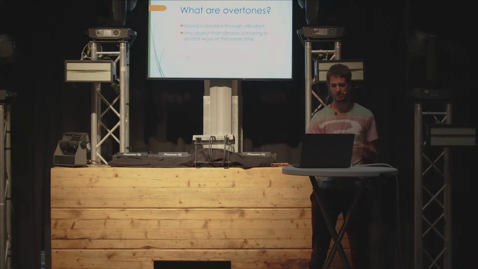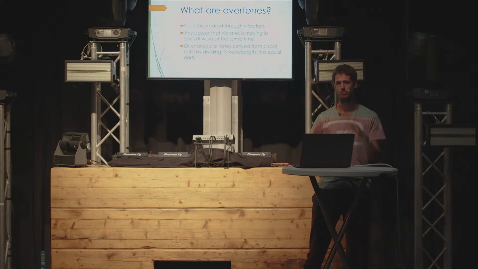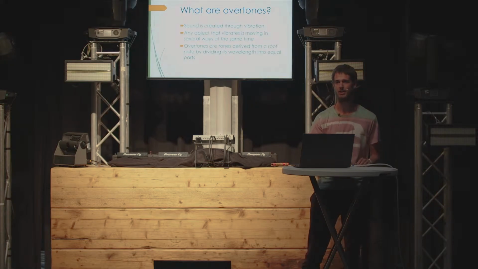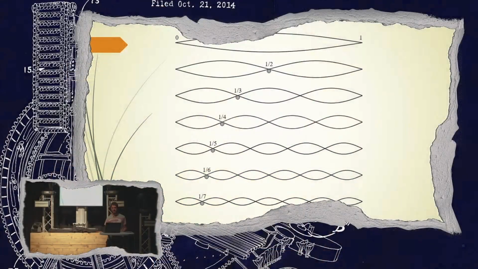So it's moving in several ways, and the overtones are the tones that are just literal multiplications of the root note, of the lowest note that you produce when something is vibrating. And I can show this to you very easily. So here you see a little diagram of how you can visualize it.